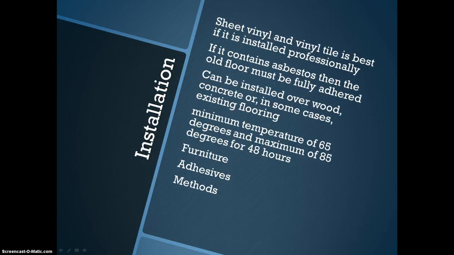Now I'm going to go over the installation methods. Resilient flooring should generally be installed after all other finishing has been completed. Sheet vinyl and vinyl tile is also best if it is installed professionally. When installing a new flooring over an existing flooring, it is preferred to remove the old flooring, especially if the old floor is known to contain asbestos.